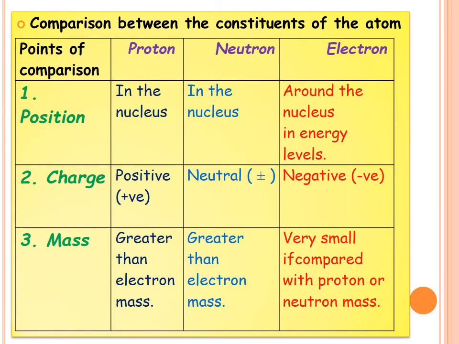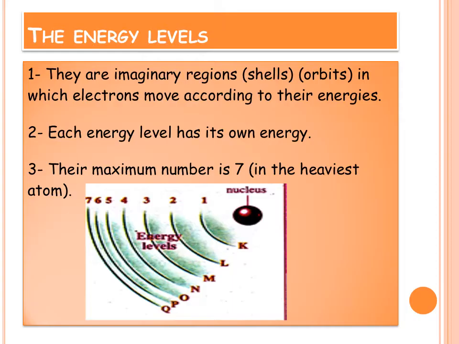Okay, let's make a comparison between the constituents of the atom: proton, neutron, and electron. Number 1, position. Protons and neutrons are in the nucleus. Electrons revolve or rotate around the nucleus in energy levels. Charge: proton is positive, neutron neutral, electron negative charge. Mass: protons and neutrons have greater mass than electron. Electron mass is very small compared with proton and neutron mass.